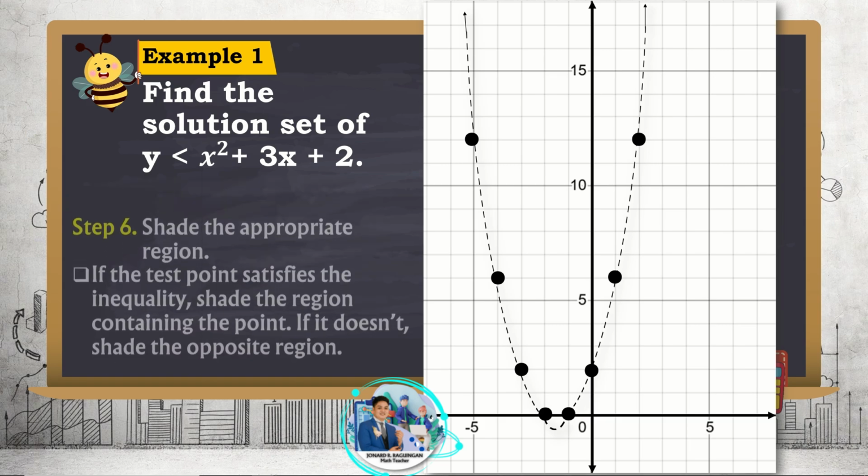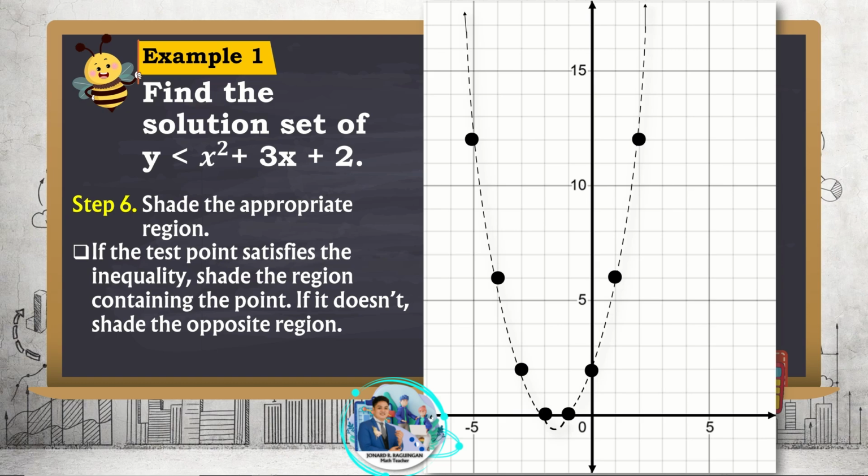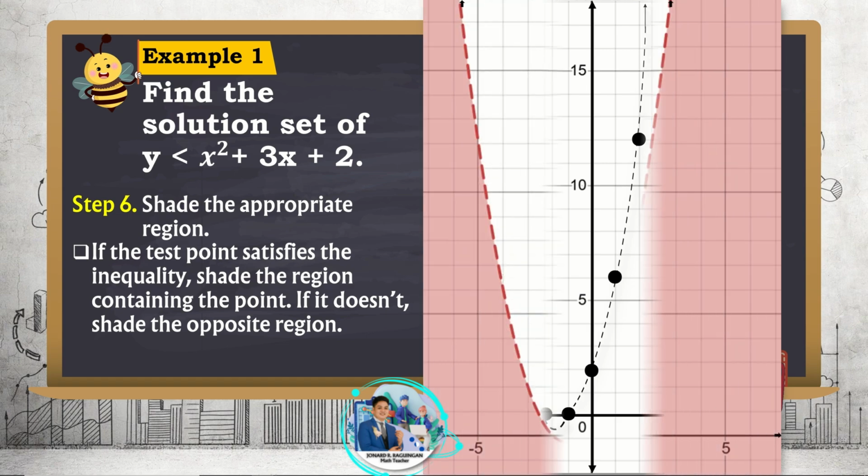Step 6. Shade the appropriate region. If the test point satisfies the inequality, shade the region containing the point. If it doesn't, shade the opposite region. By substituting the point 0, 0 into the inequality, the mathematical statement becomes true, therefore, the entire region containing 0, 0 represents the solution set, and we shade this region.